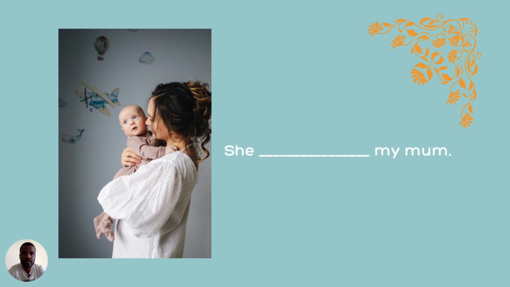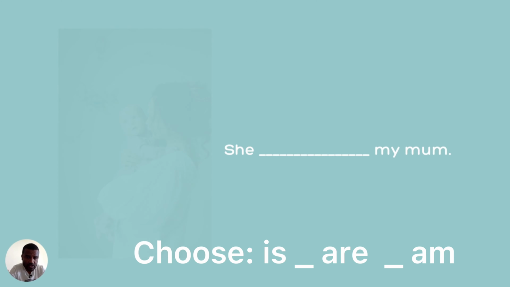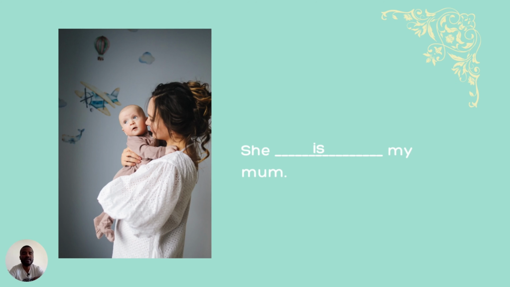So here we have: she my mom. Okay, so the answer is what? We can put am, is, or are. So what is the best answer? The best answer is: she is my mom. Okay, so we have she is my mom. Right? Good. So we have another example.